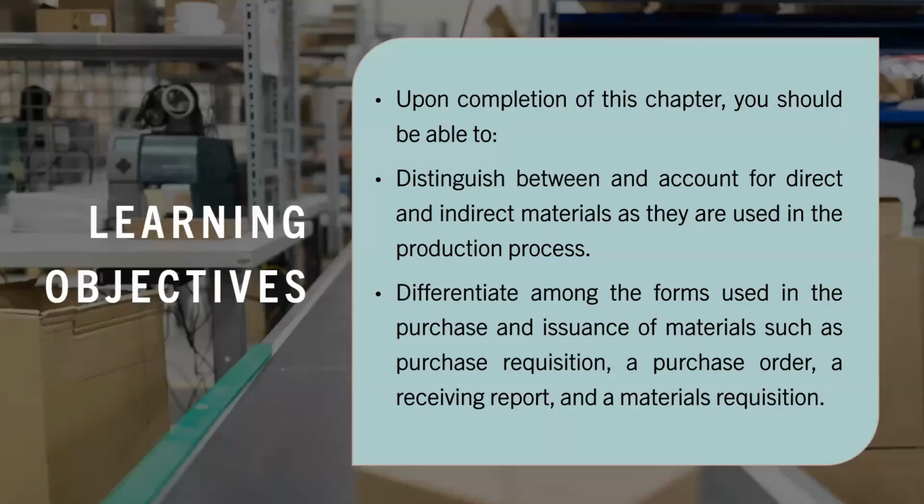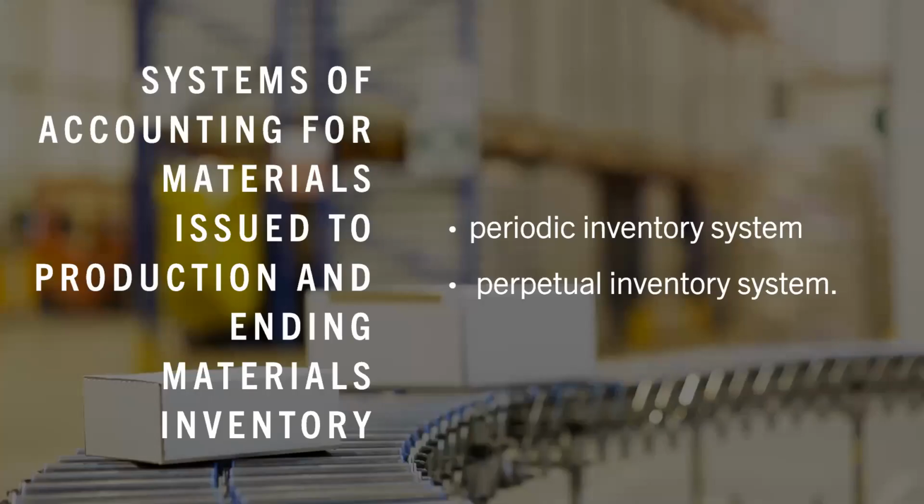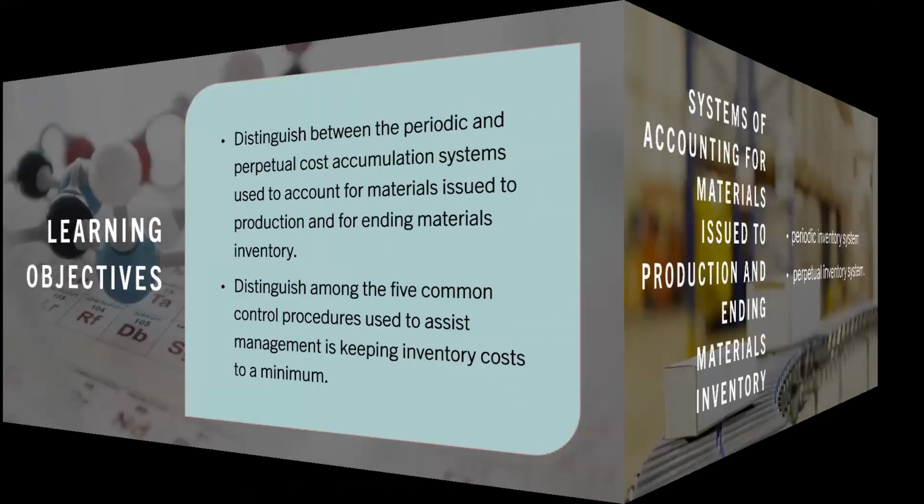For our learning objectives, upon completion of this lesson, you should be able to distinguish between an account for direct and indirect materials, differentiate the forms used in the purchase and issuance of materials, distinguish the periodic and the perpetual cost accumulation systems, distinguish and understand the five common control procedures used in assisting the management in keeping inventory costs at the minimum. And of course, accounting for special cases in relation to materials.